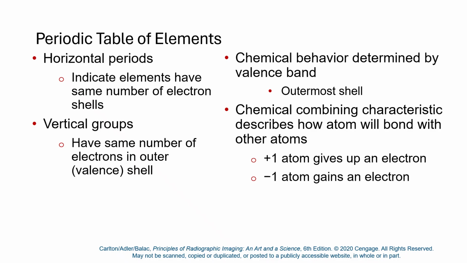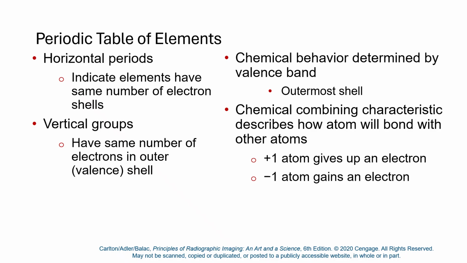So horizontal periods have the same number of electron shells on the rows. The vertical families or groups have the same number of valence electrons, and a lot of the chemical behaviors are determined by the valence shell. That is the population of electrons in it: does it have 4 electrons or 6? Because they all want 8, okay?